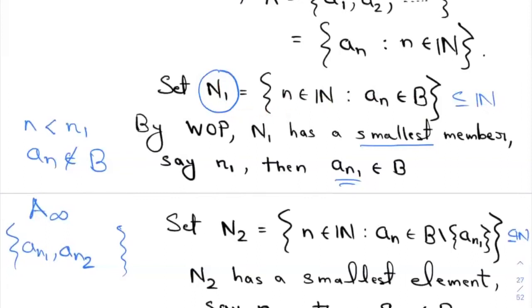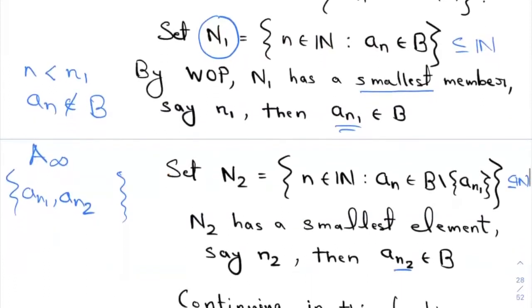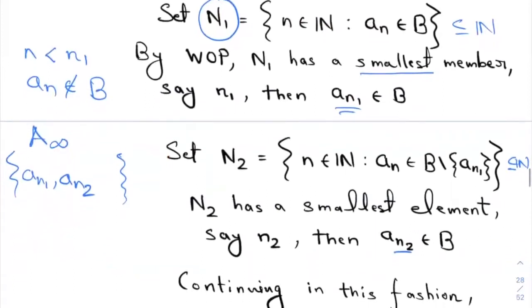Okay, so that's how I get my AN1, and this AN1 I'm going to put it in some basket which I'm calling A infinity for the moment. This symbol, I'll just describe in a second. Now, how to get hold of N2 pretty much follows the same stuff, except that N1 I have to keep out of consideration. So N2 will be all those indices N for which AN belongs to B, but different from N1. So I have to subtract the set N1.